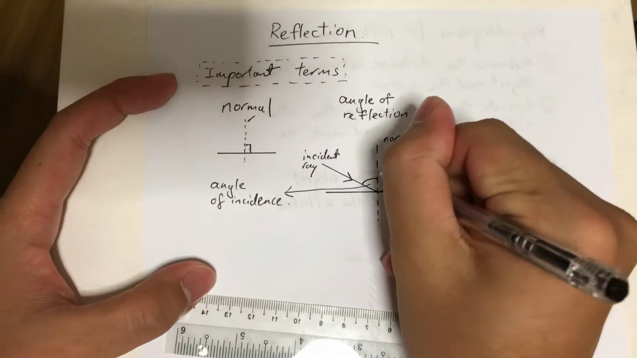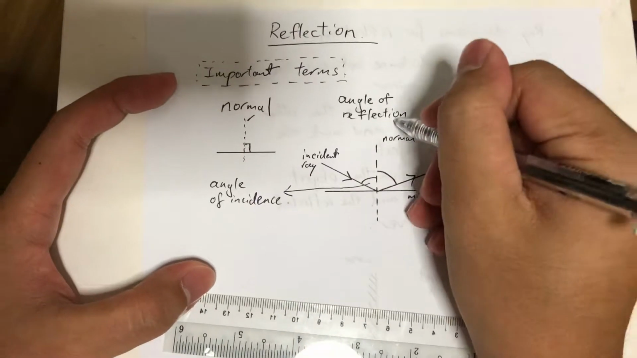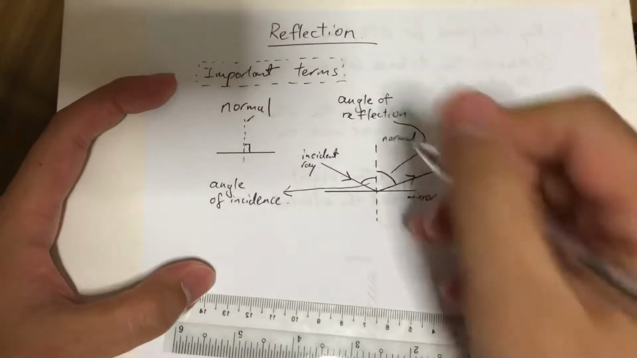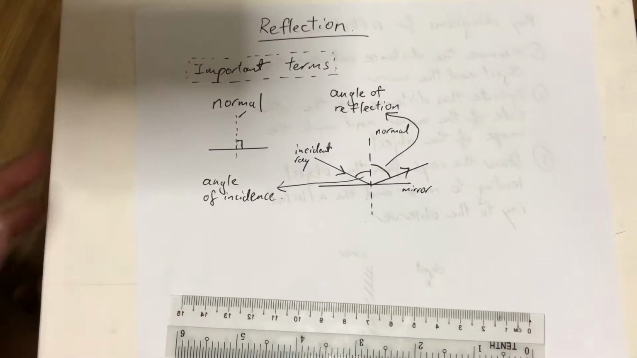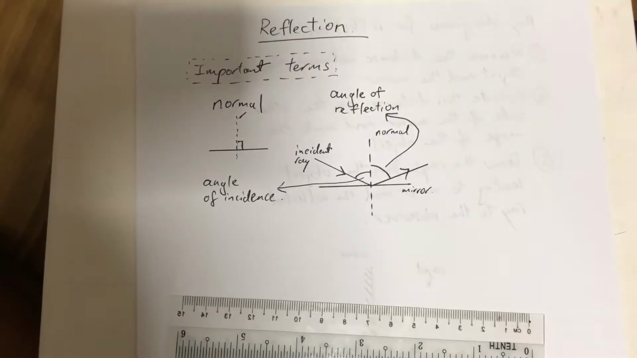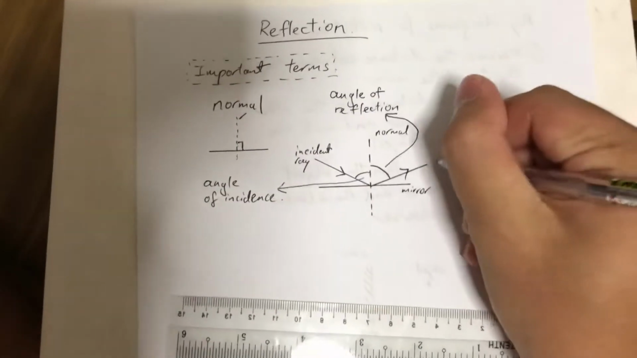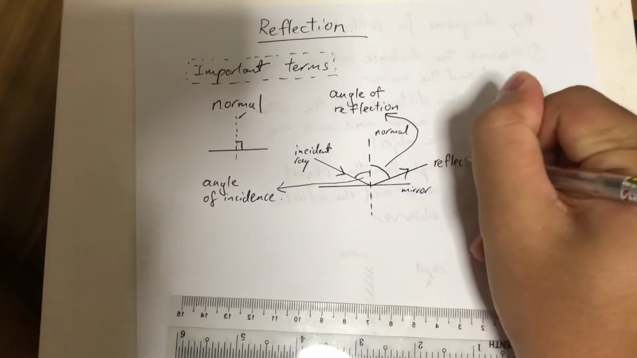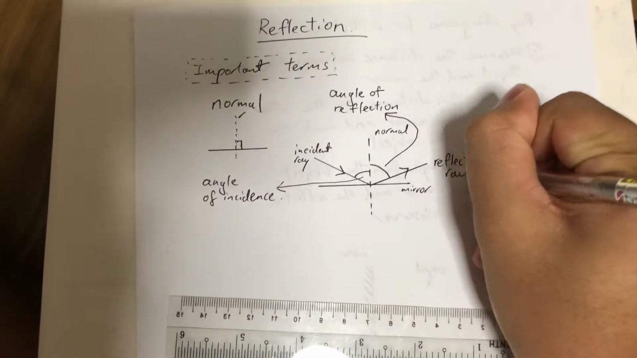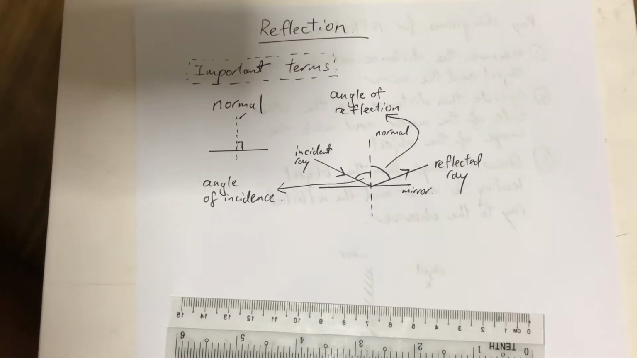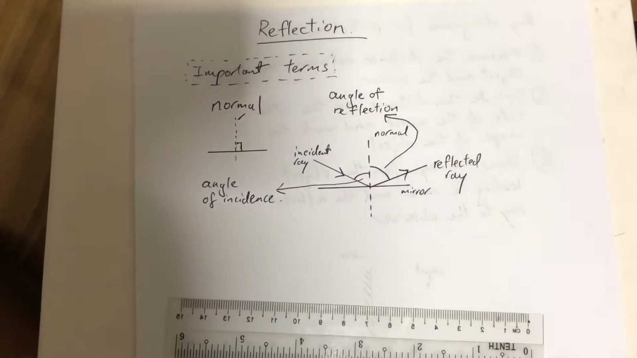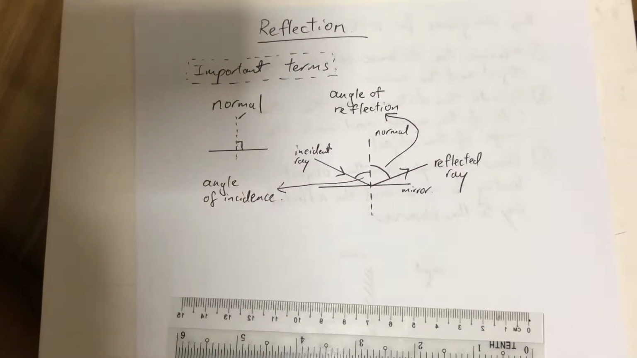On the other hand, the angle of reflection is just defined as the angle between the normal and the reflected ray. So you realize that we now have quite a number of terms to work with, and we are going to make full use of these terms as we go along the rest of the video.